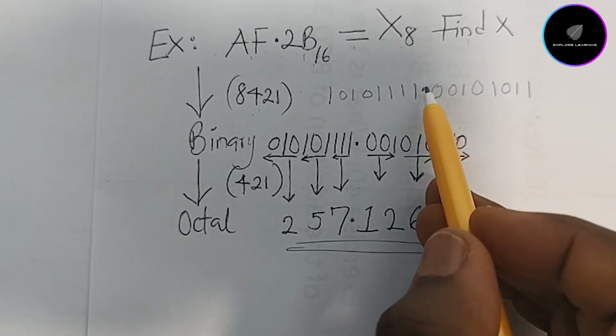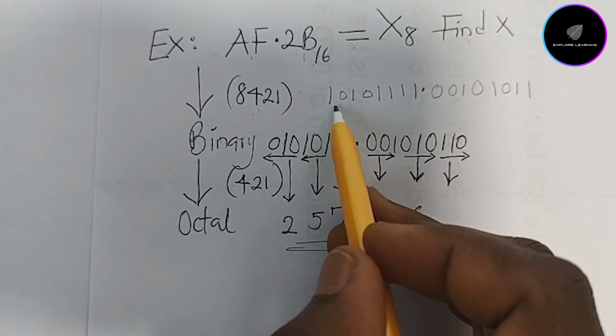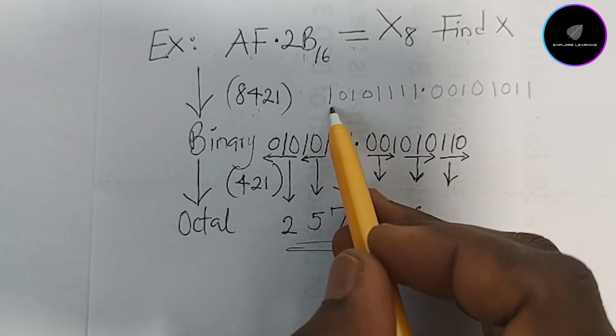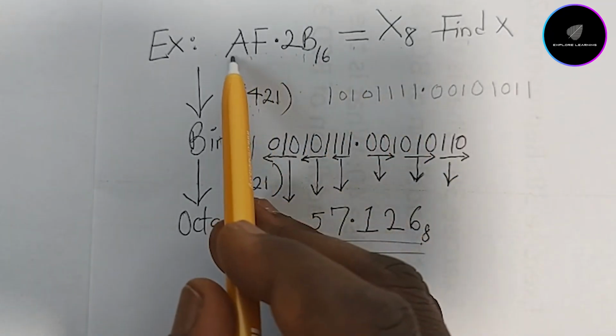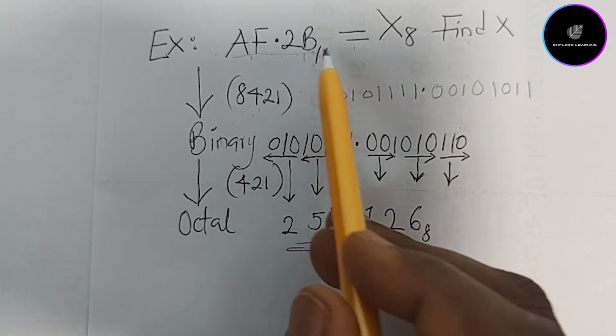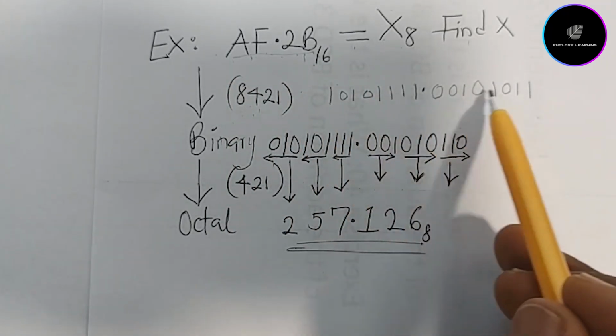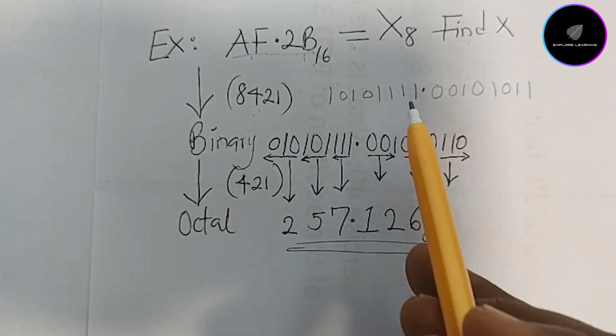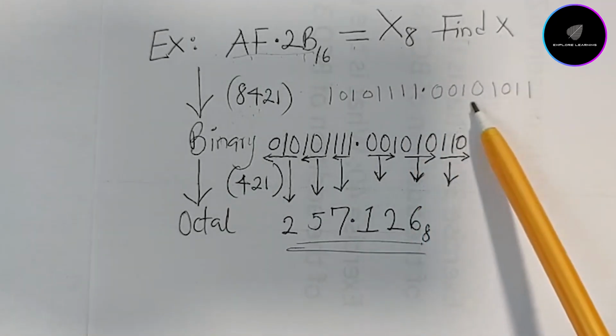So in this case, we need to convert. Now we have the binary equivalent of this value in hexadecimal number system. So this is the binary equivalent of it. Now we need to convert this binary equivalent into octal.